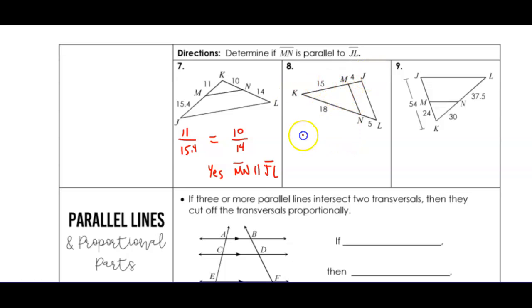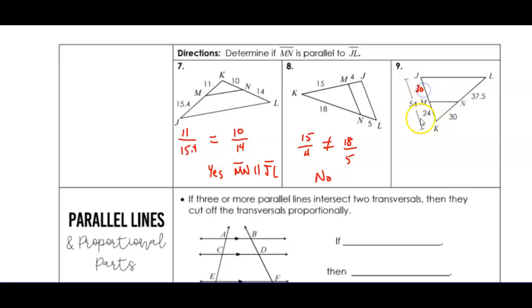All right, number 8, if I take 15 divided by 4, do I get the same thing as 18 divided by 5? And when I divide those, I do not get the same answer, and so there's no parallel lines here. All right, number 9, I need to subtract here first.